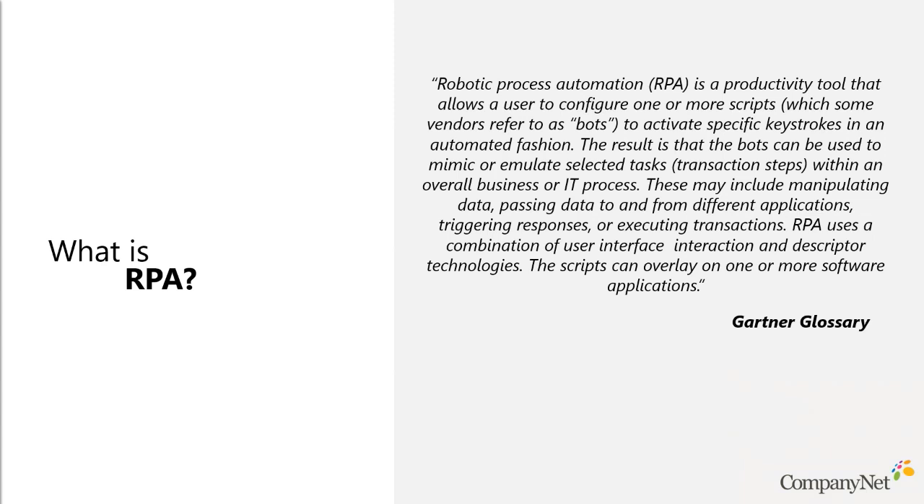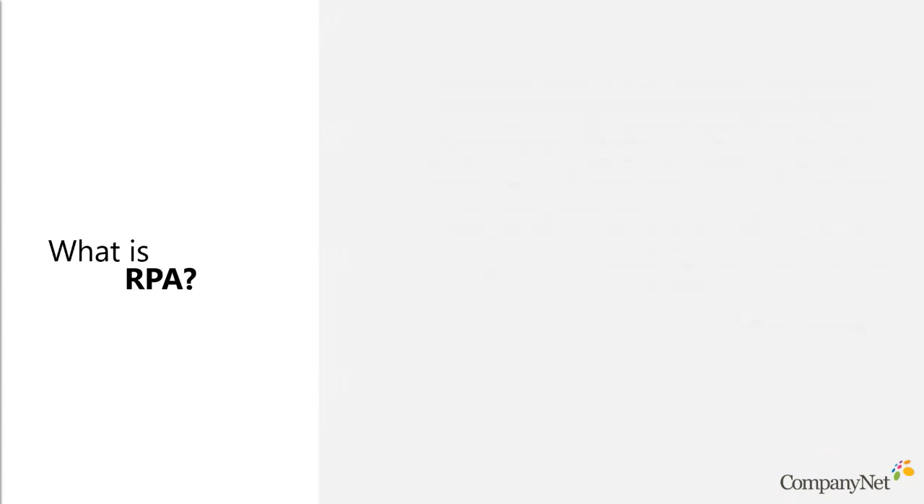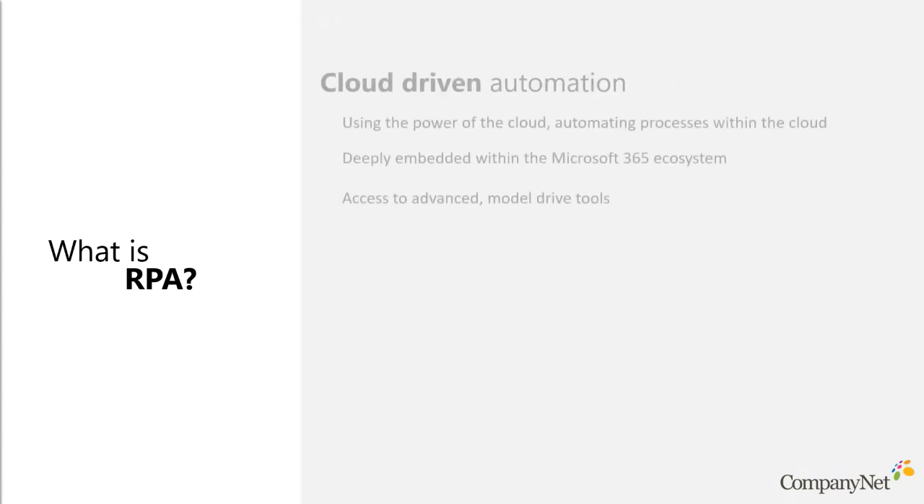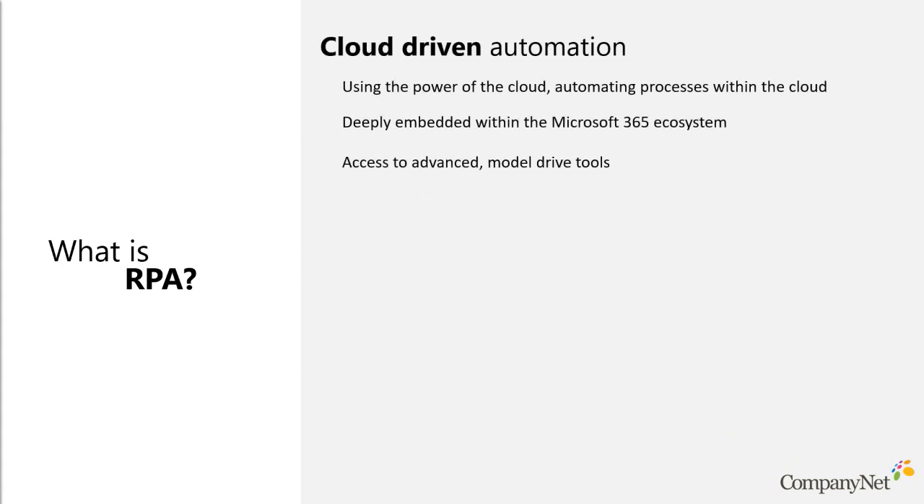And RPA started quite small, with a lot of the big providers like UiPath, Blue Prism, and all the other big software vendors. And then it's moved into a lot of cloud-driven automation as well. So what I'll do now is I'll go through the different elements of automation and more specifically around M365 as well. So let's look first at the cloud-driven aspect.